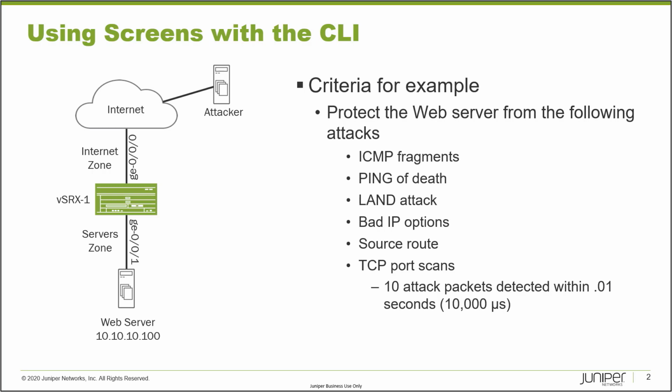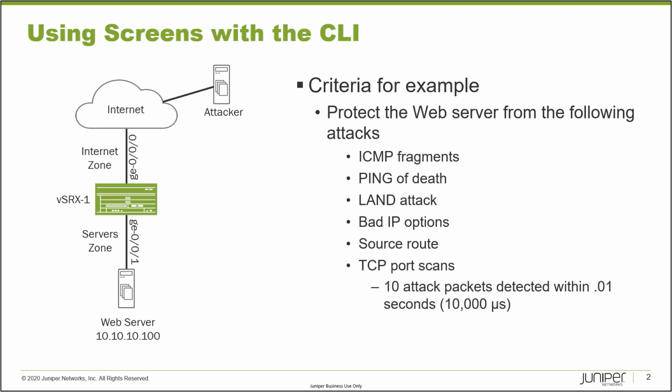Now note that the web server IP address is 10.10.10.100, because the attacker that is connected to the internet is going to be sending traffic to the 10.100.100.100 IP address, which vSRX1 will be natting using destination NAT, that is, to translate to the web server address of 10.10.10.100. All right, so with that, we have some criteria of attacks we want to protect against using screens, and we can see that on the right.